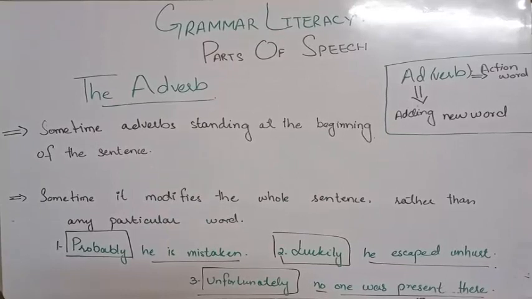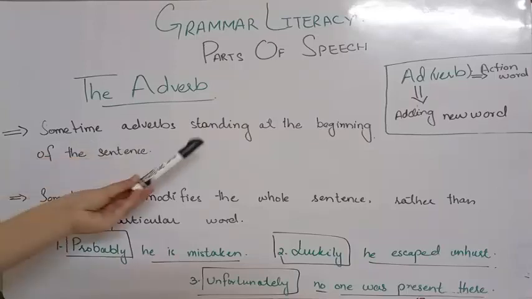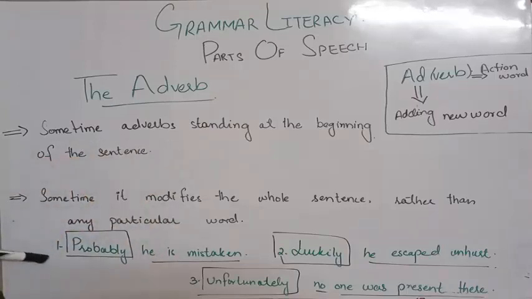Okay, our next part is that sometimes adverbs stand at the beginning of the sentence. We have seen adverbs in the middle of the sentence, and at the end of the sentence, but we haven't seen adverbs standing at the beginning. Now we have some adverbs here. Probably he is mistaken. Here "probably" is the adverb and "he is mistaken" is the rest of the sentence. So it comes at the beginning of the sentence.